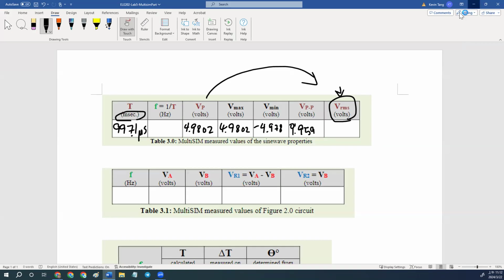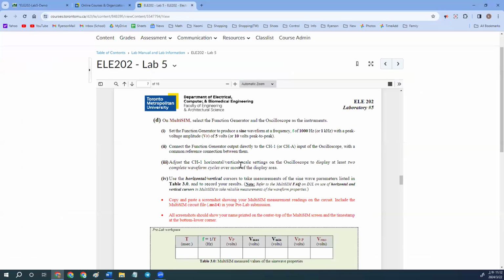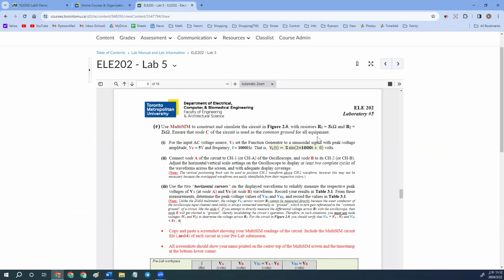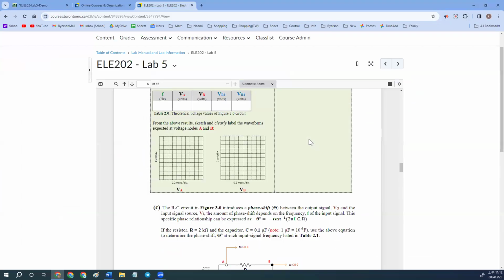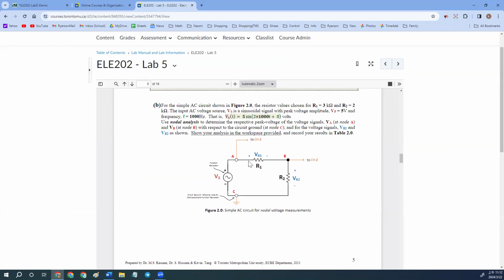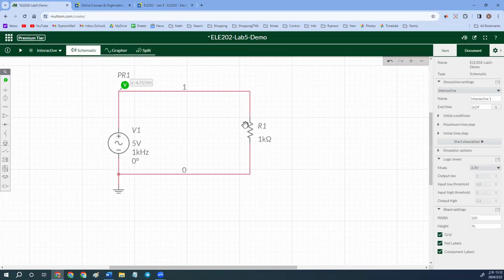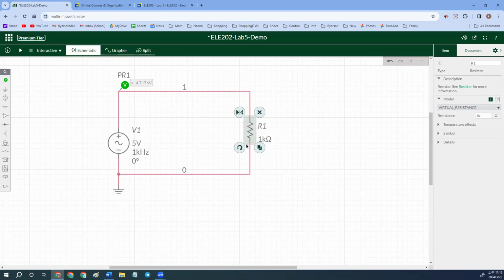Now let's move to the second part, part E. The next figure we have has a 3K and a 2K resistor. Let's look into the graph. So it's this one: R1 is 3K, R2 is 2K. What we're going to do is go back to our circuit. Now we need another one here. Okay, so now let's put this here.